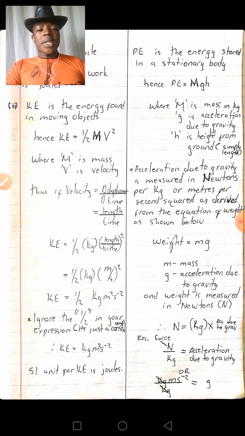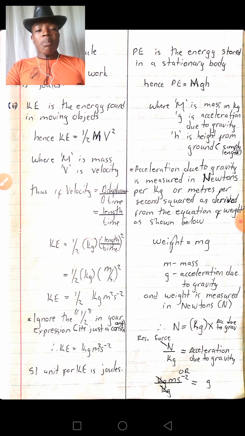Right, we've got potential energy. It is the energy stored in a stationary body. There are three types of potential energies. We are not going to look at them now. We're going to look at them when we look at kinematics and dynamics and whatnot. Hence, potential energy is mgh. Again, this is given in your data booklet. You don't need to memorise it, but always try to understand it, of course.